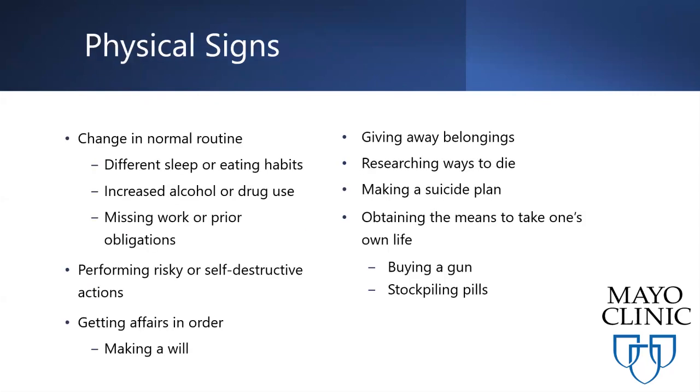The next set of warning signs are physical warning signs. Physical warning signs can be shown through change in normal routines, such as developing different sleep or eating habits, an increased use of alcohol or drugs, missing work, or prior obligations. Some more physical signs include performing risky or self-destructive actions, giving away personal belongings, getting affairs in order, such as making or finalizing a will, conducting research on ways to die, making a suicide plan, or obtaining the means to take one's own life, such as buying a gun or stockpiling pills.